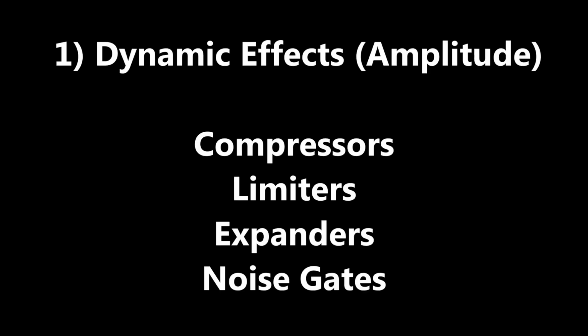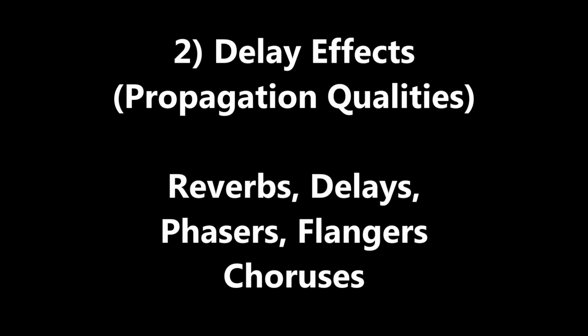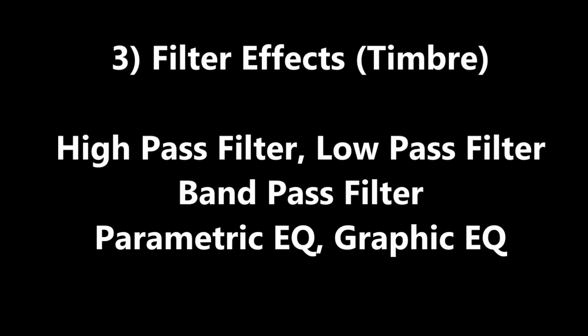Now, just to wrap up and reflect on today's lesson, the digital signal processing audio effects are separated into 3 categories and related to the 3 principles of sound. 1. Dynamic effects control amplitude, and these are compressors, limiters, expanders, and noise gates. Number 2. Delay effects control propagation qualities, and these are reverbs, delays, phasers, flangers, and choruses. And 3. Filter effects control timbre, and these are high-pass filter, low-pass filter, band-pass filter, parametric EQ, and graphic EQ.